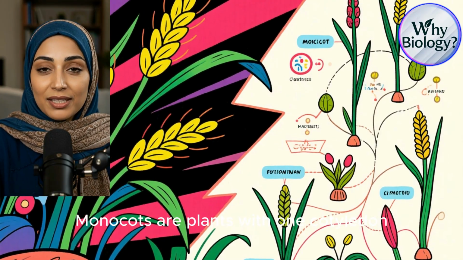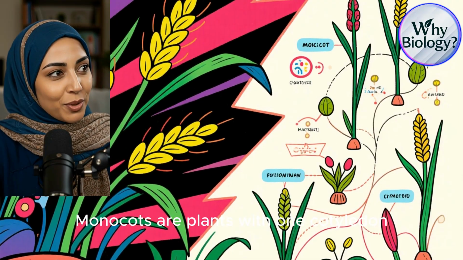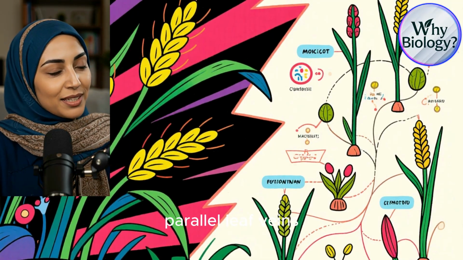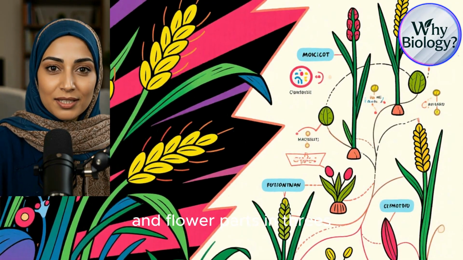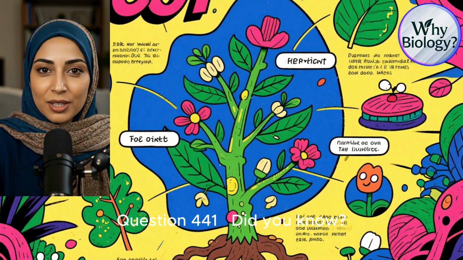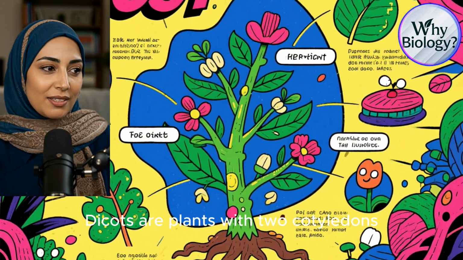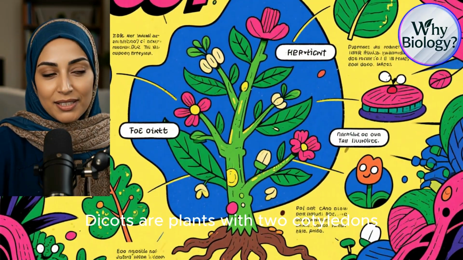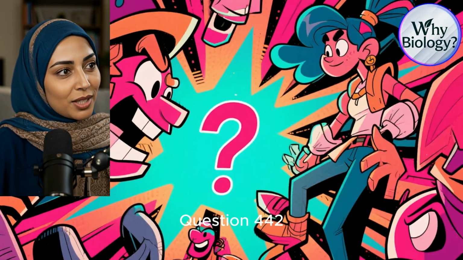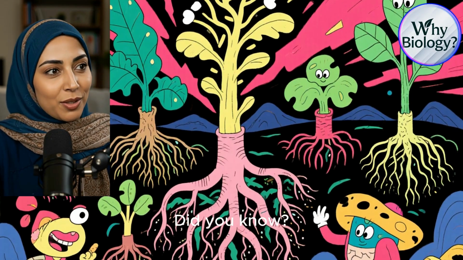What are monocots? Monocots are plants with one cotyledon, parallel leaf veins, and flower parts in threes. Question 441. Did you know? What are dicots? Dicots are plants with two cotyledons, branched leaf veins, and flower parts in fours or fives.